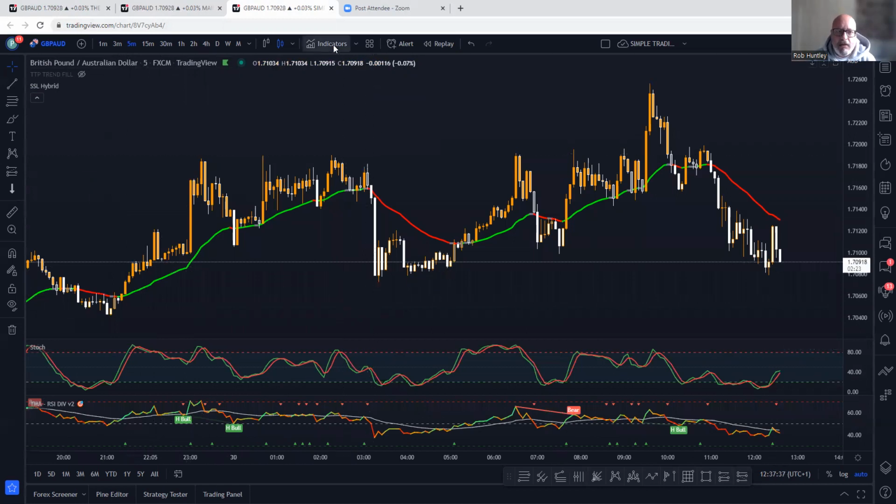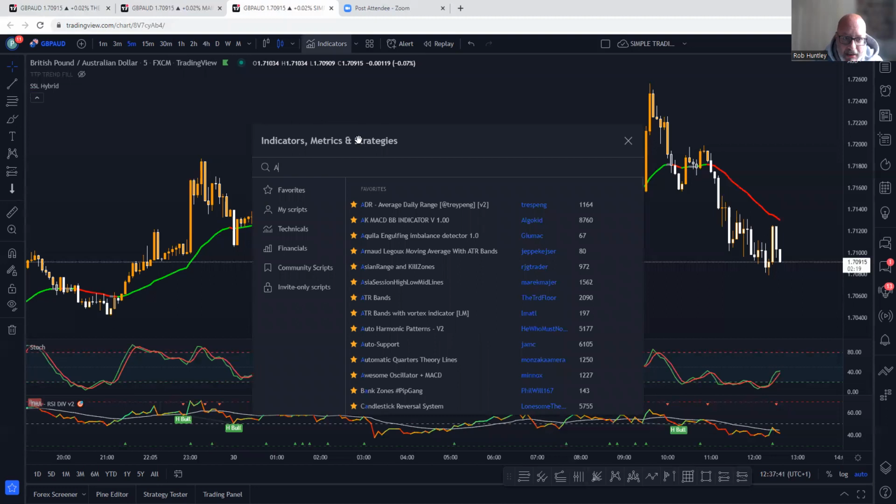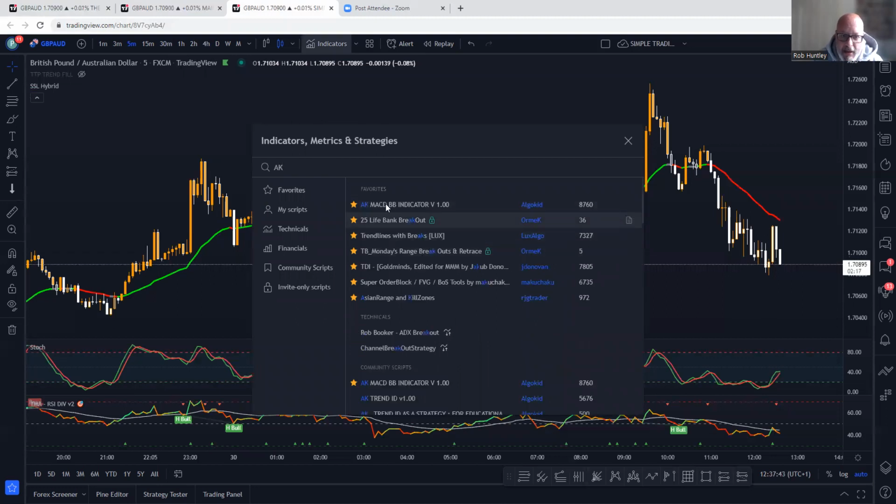So now let's add the third indicator. We're looking for the AK MACD BB indicator version 1. That's by Algo Kid here, and again, a decent number of favorites.